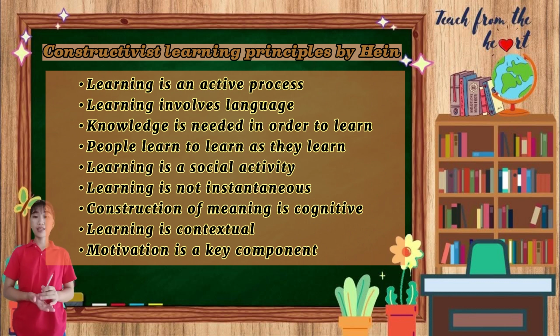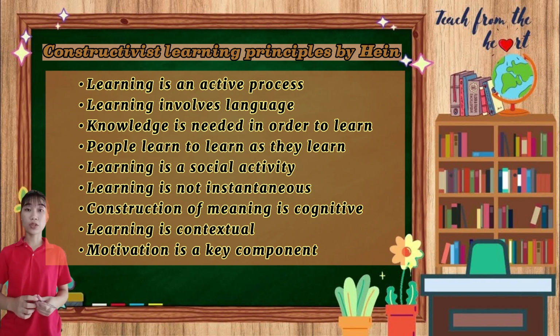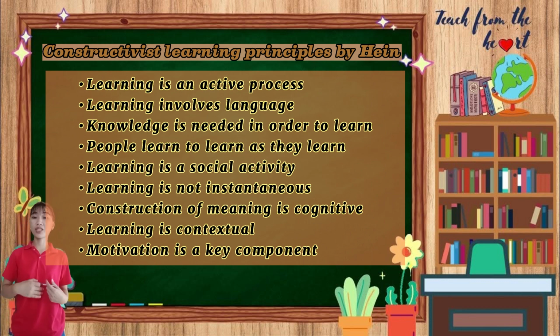The fifth one is learning is a social activity. One of the principles of constructivist theory is all about social interaction or social activity. You students are not only learning on your own, but you also need to interact with others, especially your classmates and your teachers.